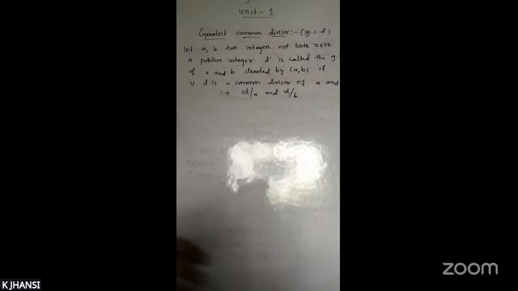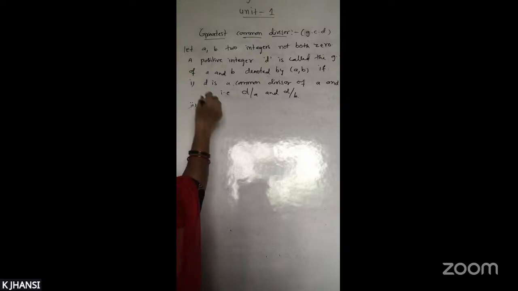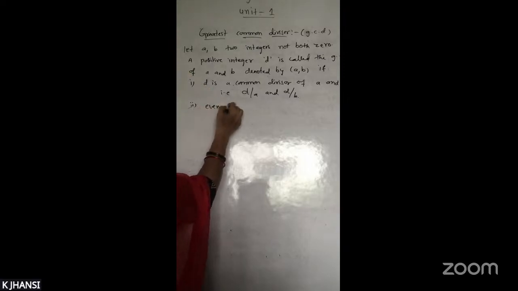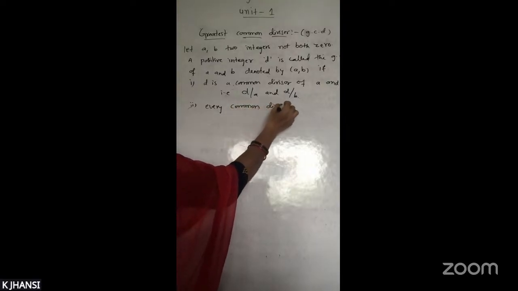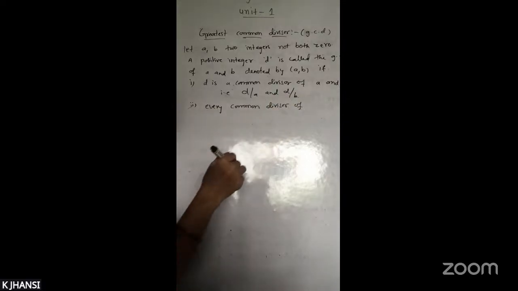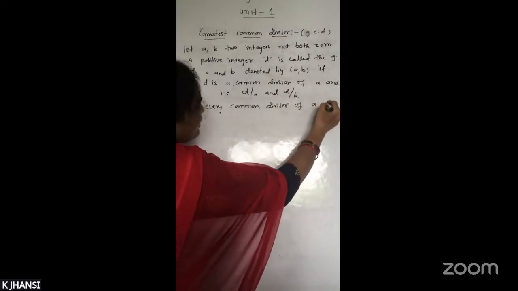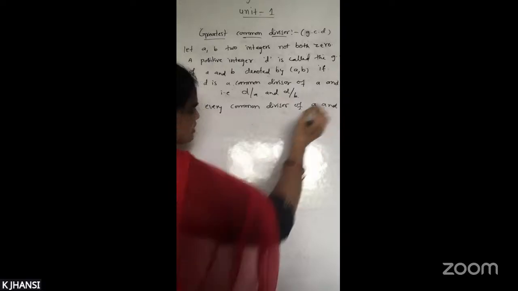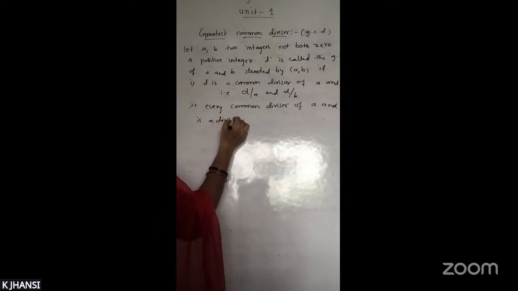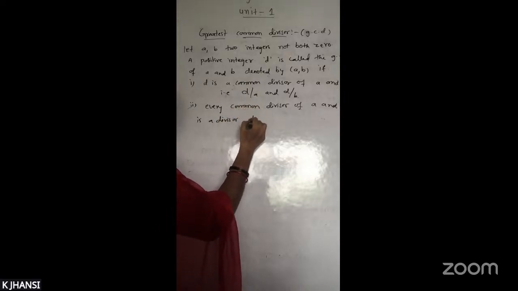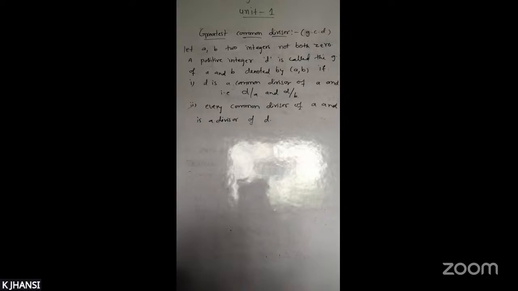And the second one is: every common divisor of A and B is a divisor of B. Okay, so this is the condition we have here.